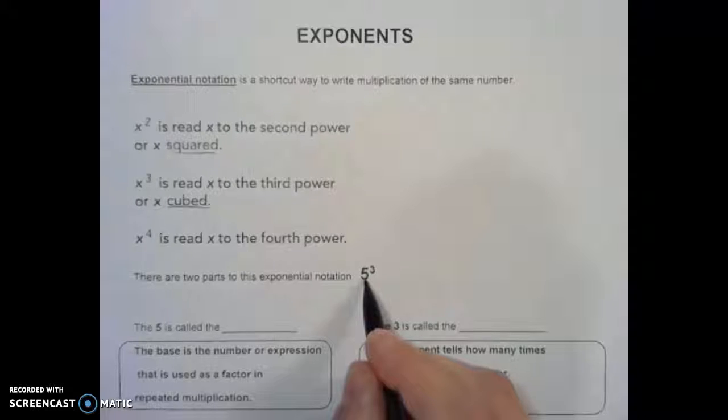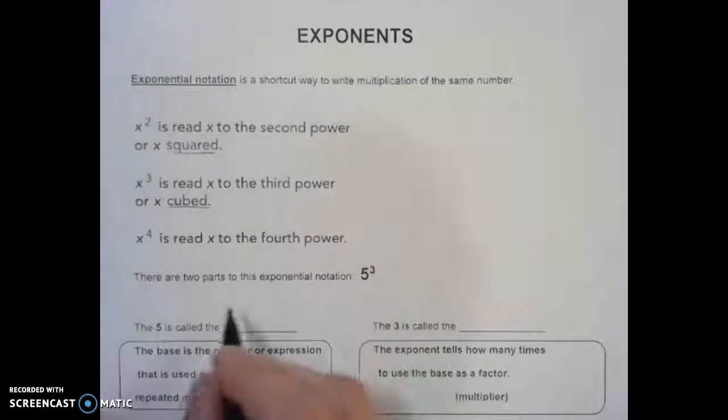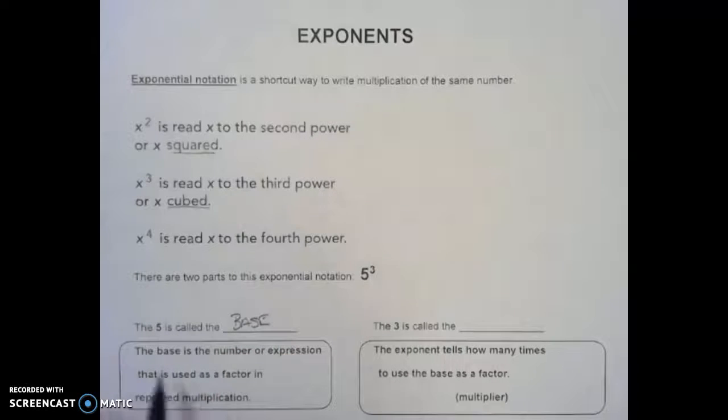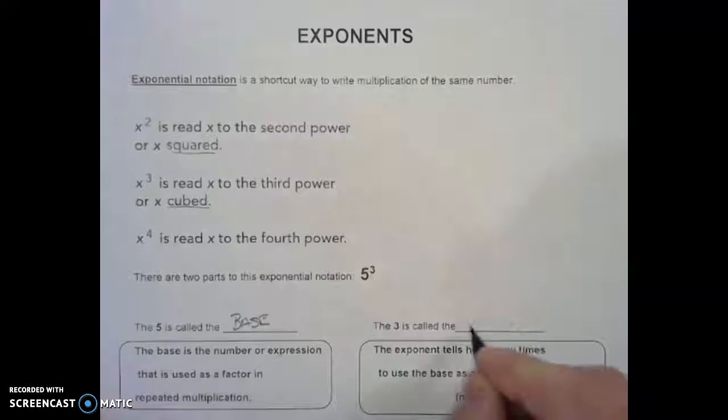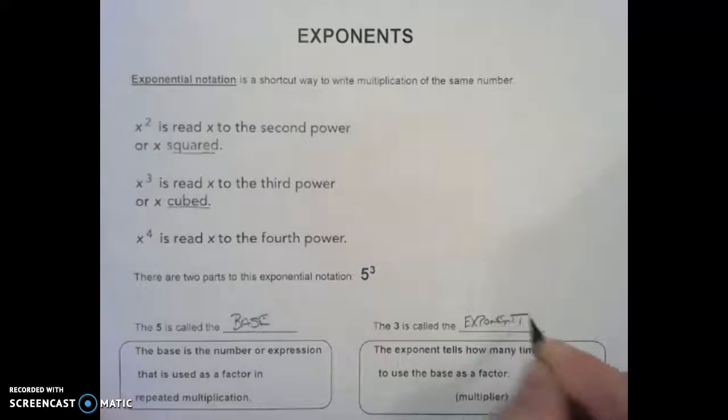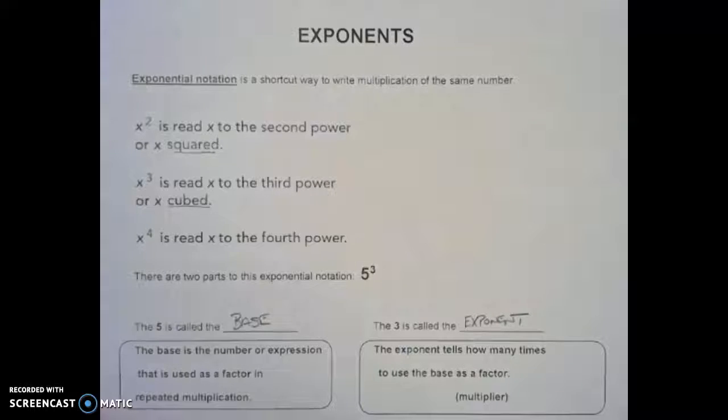Now, there are two parts to an exponential notation. Notice we've got the two numbers here, the 5 and the 3. The 5 is called the base. The base is the number or expression that is used as a factor in repeated multiplication. The 3 is called the exponent. And the exponent tells how many times to use the base as a factor in the repeated multiplication.